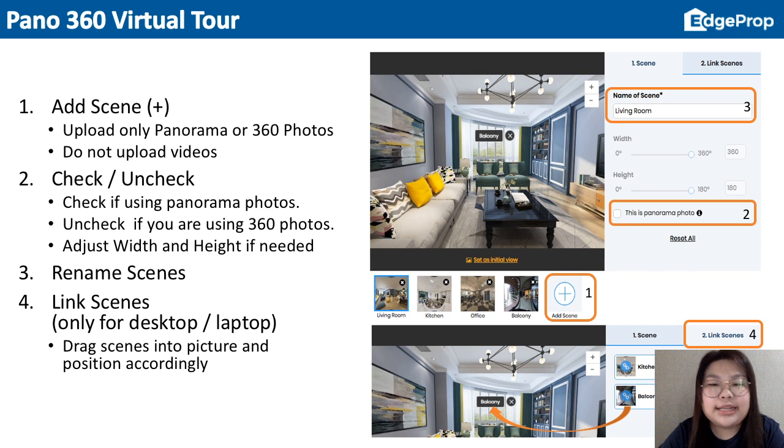Okay. Thirdly, it is the renaming of the scene. So you can see over here, I have uploaded a few photos, the living room, kitchen, office, and balcony. But when I uploaded all these, it doesn't come with the name. So what you need to do is click on each of the photo and name the scene accordingly.